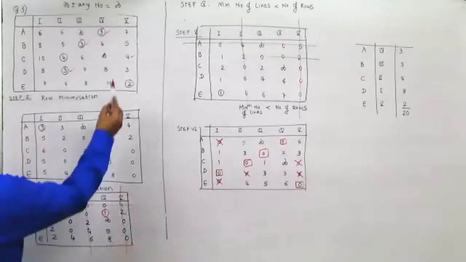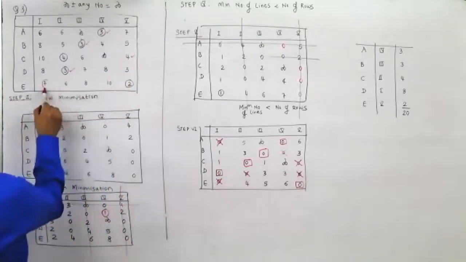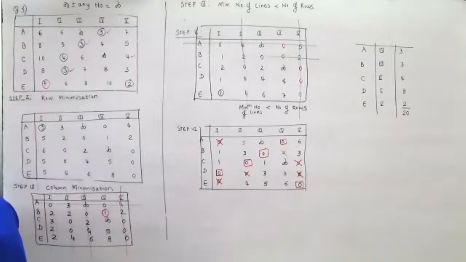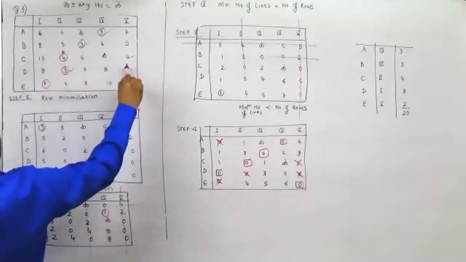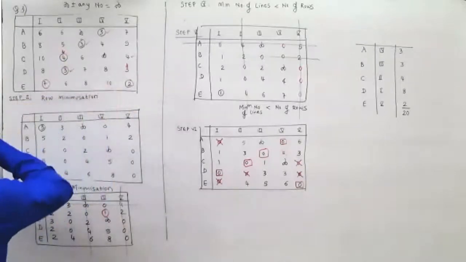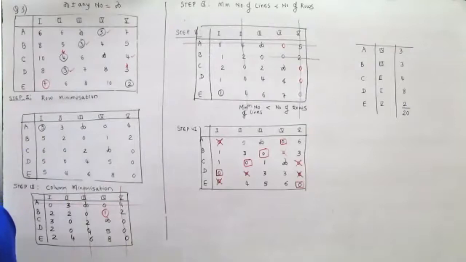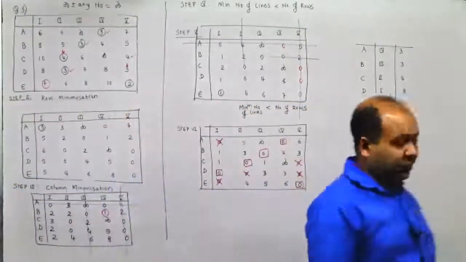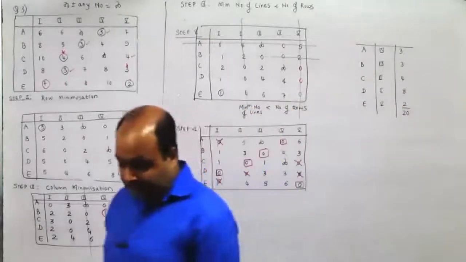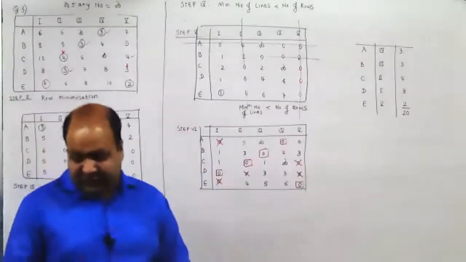Yeah, because here, if you select this, you are left with only this option. That would also make it 20. Even if you select this and this, then also you are left with only this option. So it should have been 20 itself. Followed? So the minimum assignment cost is 20.